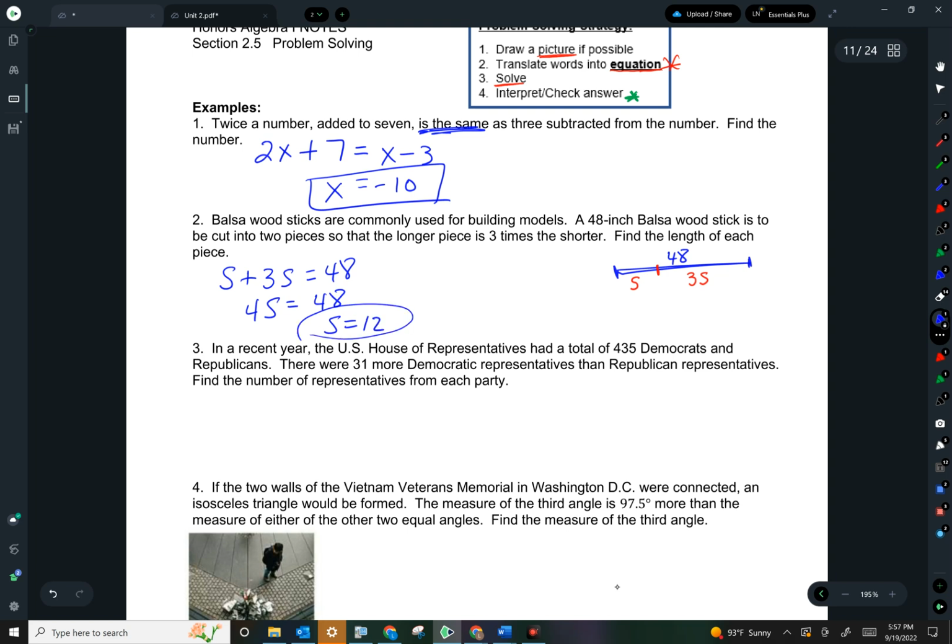Okay, so I think I'm done, but let's check and make sure I've answered what they said. The directions say find the length of what? Of each piece. I only have the length of the shorter one, right? So the shorter one is 12. How am I supposed to know what the longer one is? Well, isn't the longer one 3 times 12? So the longer one would be 36. So that's actually what they were asking. If you had stopped at S equals 12, you wouldn't have completely answered the question. So that's kind of why that number 4 is up there. Before you move on, make sure you've answered the question.